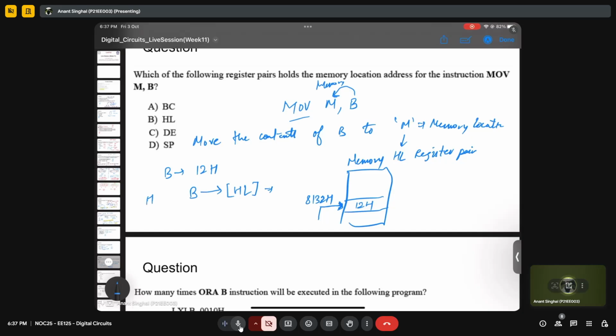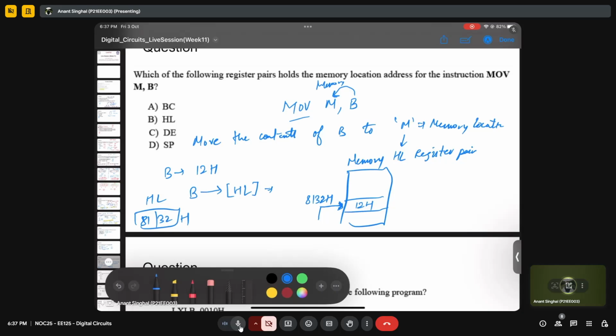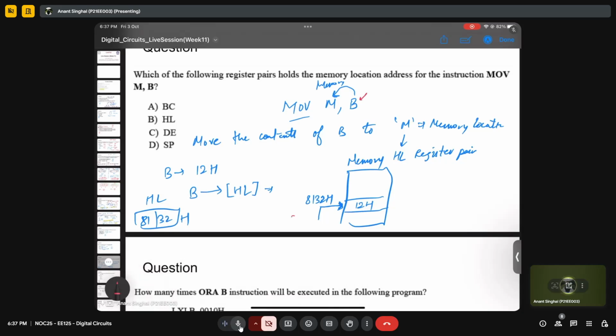So for example, for HL, I have taken the example 8132. What this expression will do is move the content of B, which was 12H, to the memory location M, and this M memory location is always stored in the HL register pair. Let's say the HL register pair is 8132H, so it will go to this address and store the value of B here.